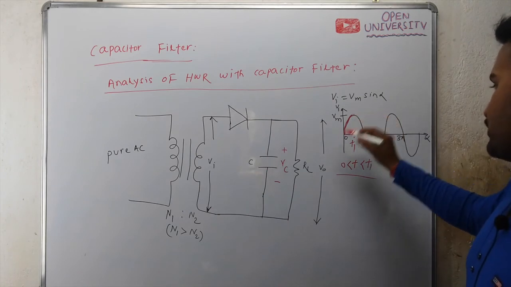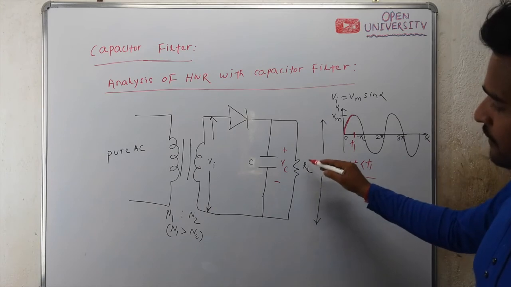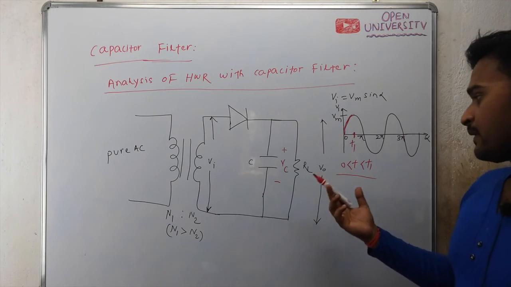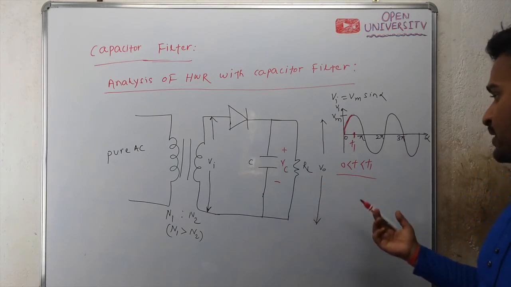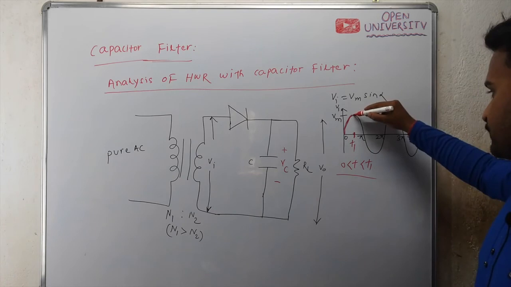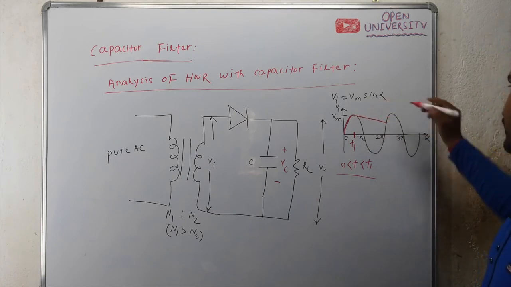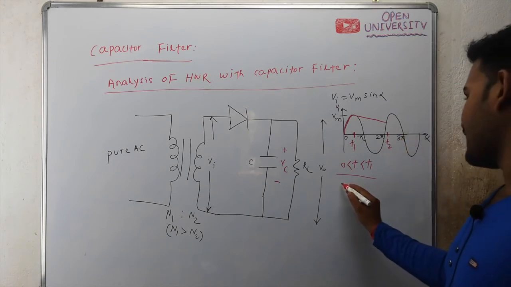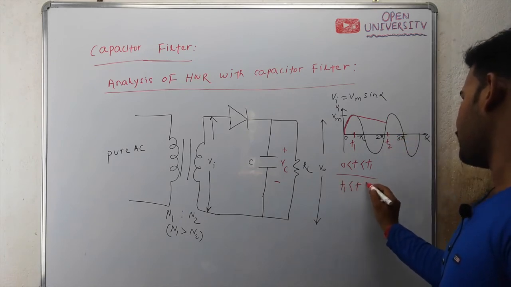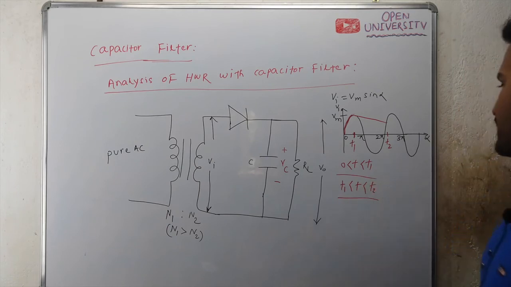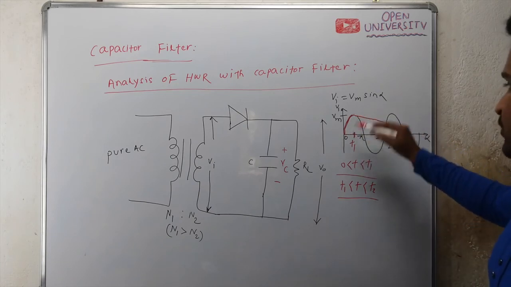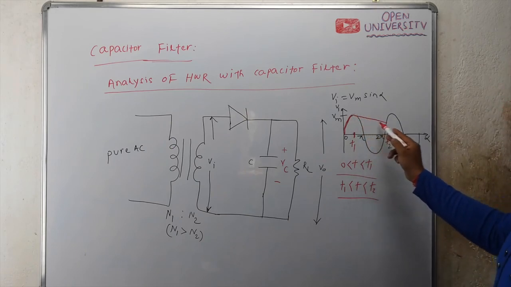Then capacitor voltage will discharge. Since RL is a very large value, the discharging time constant will be large and the capacitor will discharge very slowly. Capacitor will discharge like this. Let this time be t2. So when time is in between t1 to t2, capacitor will discharge. This is the capacitor voltage. The red color is the capacitor voltage, decreasing like this.